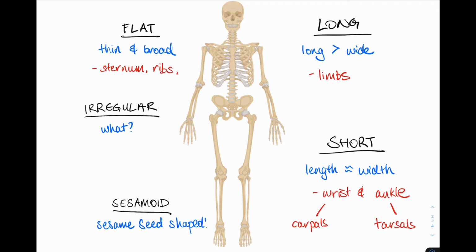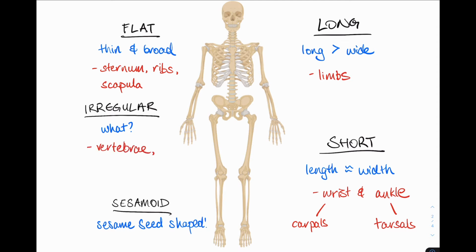Next up are the flat bones. As the name suggests, these are thin and broad in appearance. Tying structure to function, flat bones typically provide a protective housing for internal organs. Examples of flat bones include the sternum and the ribs, making up the thoracic cage, protecting our heart and our lungs.